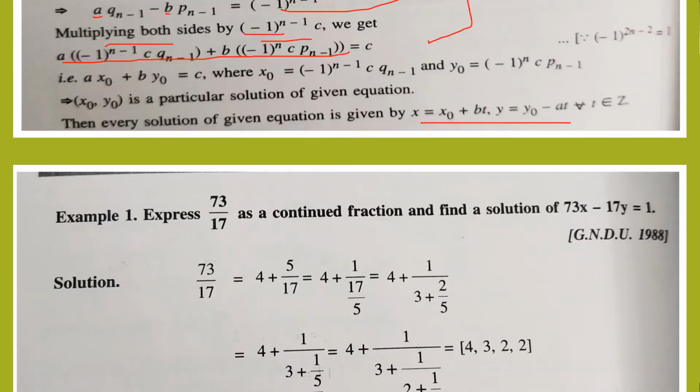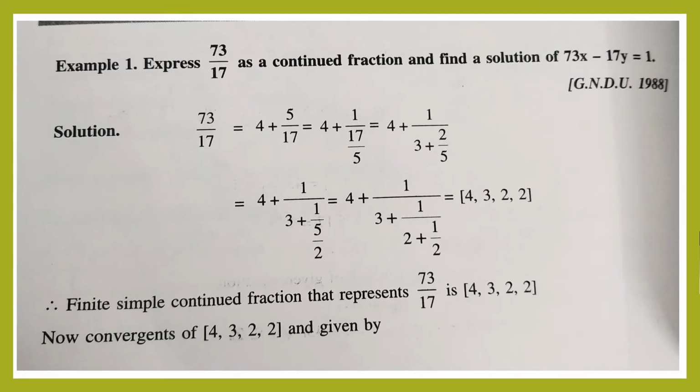So look at the problem. 73 upon 17: express it as a continued fraction, then find the solution. First of all, it is easy to express as a continued fraction. We all know, on division, quotient plus remainder over divisor, again take 1 over it, the reciprocal. This is a division form. Again, on simplifying, we get this continued fraction form.